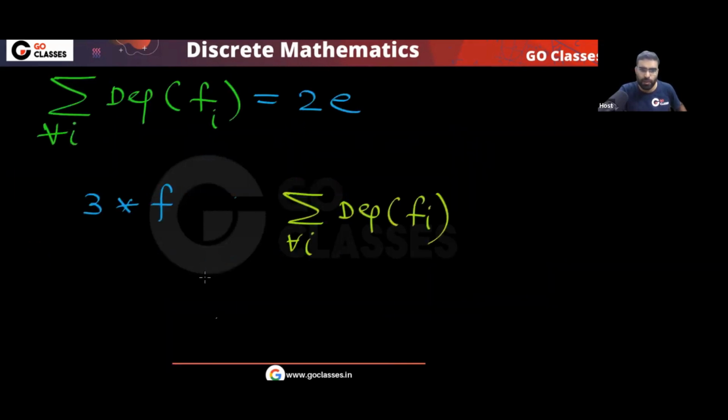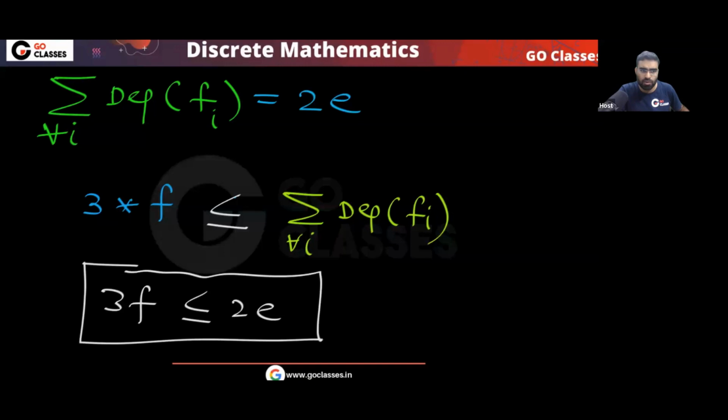Okay, so very simple point. So remember, this 3 into f will be less than or equal to this value. And remember, this value is equal to 2e. So finally I can say 3f is less than or equal to 2e. Is this clear? Please tell me, did you understand this equation? How did we get this equation?